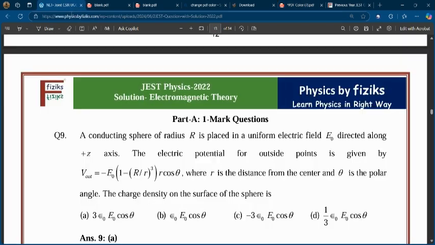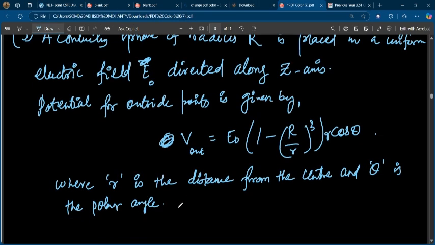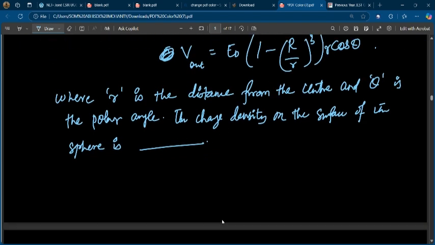Theta is the polar angle. So charge density on the surface of the sphere is asked here in this question. The charge density on the surface of the sphere is... alright, so what are the options?